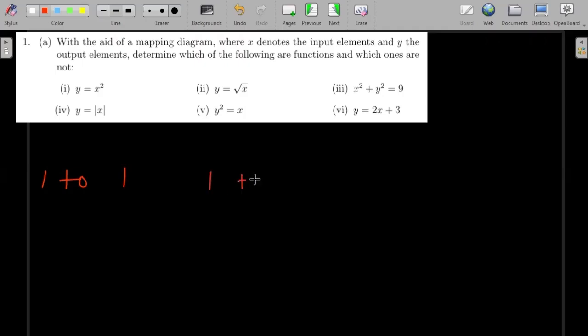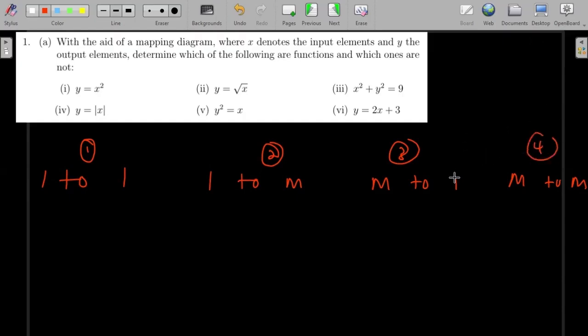We have a one-to-many. Okay, we have a many-to-one. Okay, and then we have a many-to-many. So these are like four types of what? Relations. Okay, so of these four types of relations, some of them are special relations. Okay, and those special relations are the ones that we are going to be calling as what? Functions. Okay, so in a one-to-one, if this is X, this is Y, you just have one element being mapped to one like that.